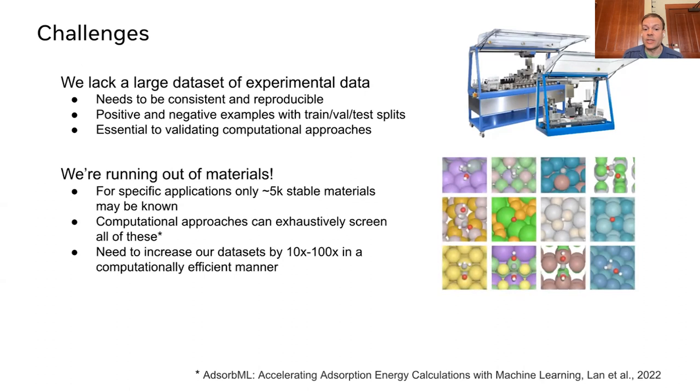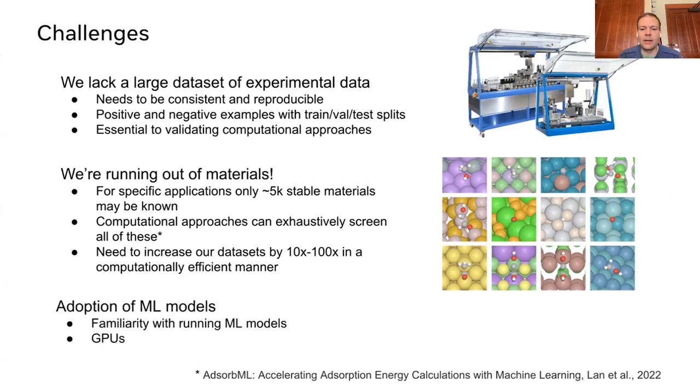Next is we are running out of materials. For a specific application, like CO2R, there might be 5,000 materials that have the properties that you want. With current ML models and DFT, we can basically screen all of these computationally. So we need to find new materials. And so anything we can do to increase the number of known stable materials out there is going to be really beneficial, especially as we see the computational pipelines getting more and more efficient.